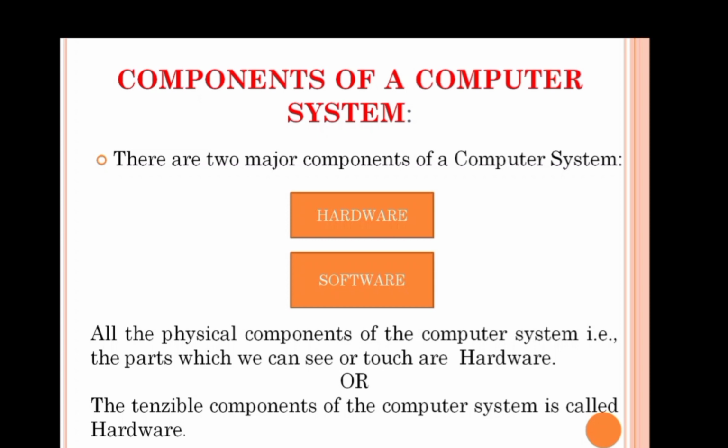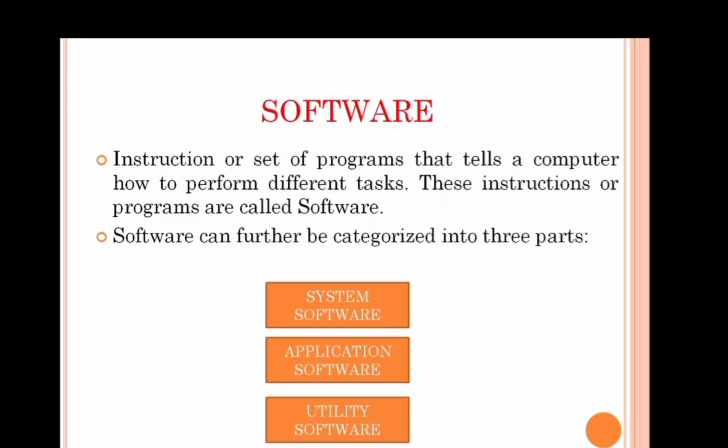Now the next is components of a computer system. Basically, there are two major components of a computer system, that are the hardware and the software resources. All the physical components of the computer system, that is the parts which we can see or touch, are called the hardware, or in other words the tangible components of the computer system. It's called hardware, meaning the components that we can physically touch or see are called the hardware units.